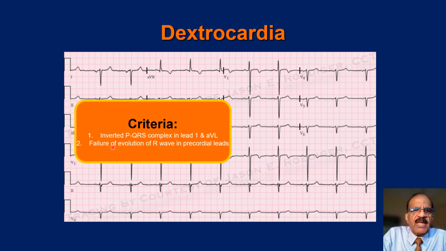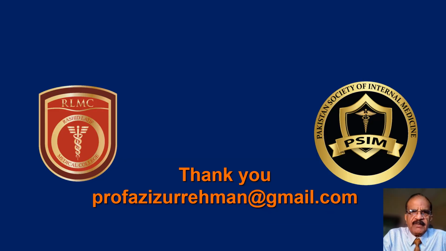So what are the criteria? Inverted PQRS complex in lead 1 and aVL. Failure of evolution of R wave in precordial leads. Right? So this is the diagnostic feature of dextrocardia.